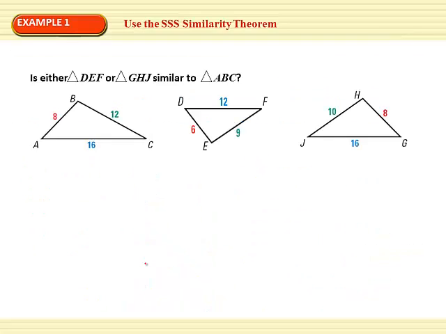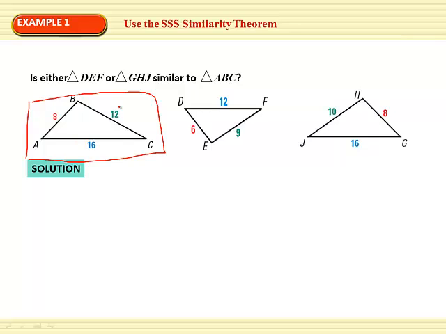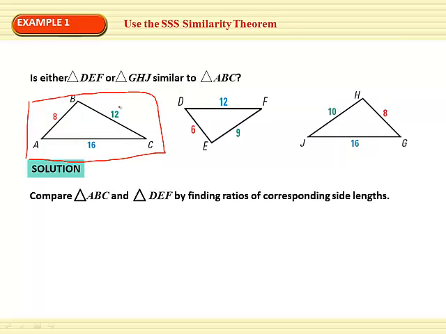Okay, so here I have either triangle DEF or triangle GHJ similar to triangle ABC. So we are trying to find out which one is going to be similar to triangle ABC. So the thing we have to start off with, again, you look at your orientation. So solution is we're going to compare first triangle ABC and triangle DEF. The corresponding side lengths, again, you can look at the position. AB should be the same as DE, BC the same as EF, and AC should be the same as DF.